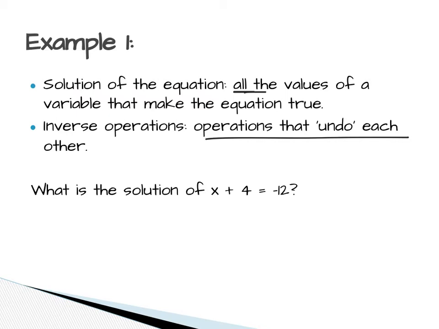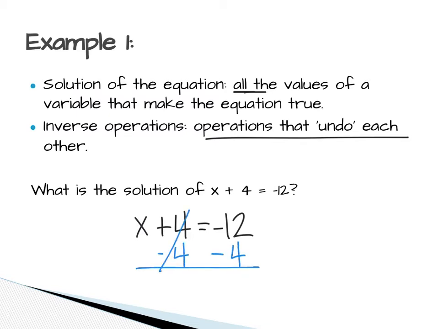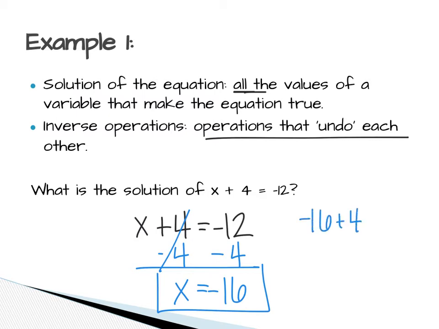So if I've got X plus 4 equals negative 12, what's happening to X is adding 4, so we're going to undo that and we're going to subtract 4. The inverse of add is to subtract. And I end up with X equals negative 16. You can also check that by plugging it in for X, and you get negative 16 plus 4 equals negative 12, which is true. So you know that your answer is correct.